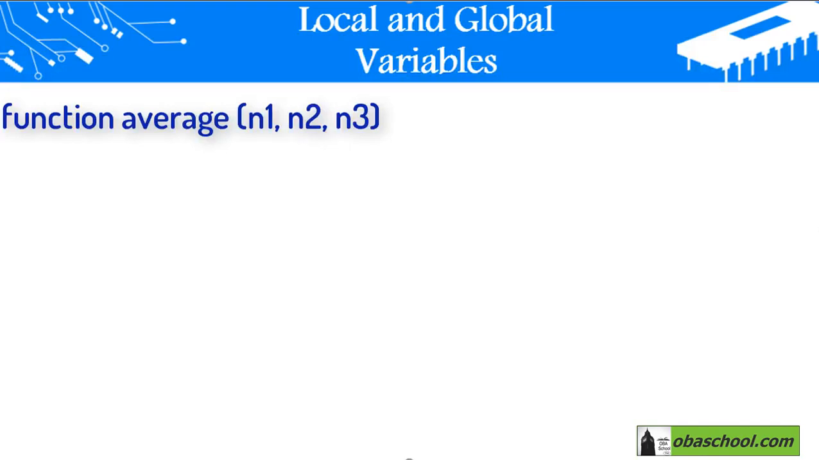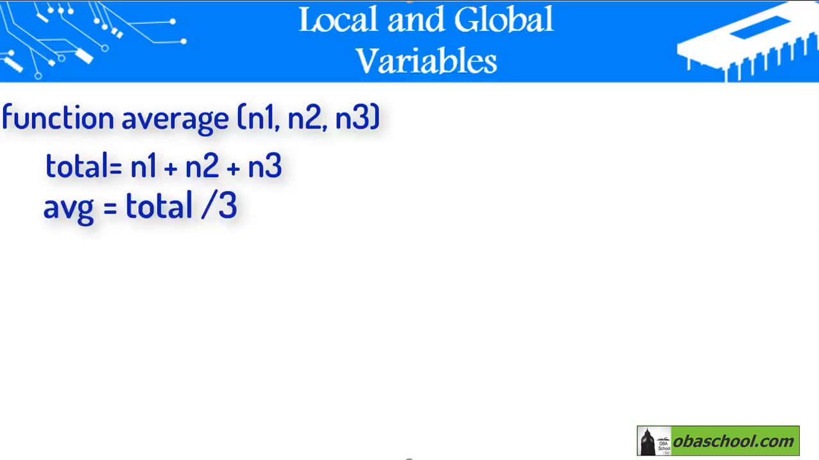Then we have a variable which is called total. We put in it the summation of the three parameters, which are n1 plus n2 plus n3. Then we will have a variable to calculate the average. We call this variable AVG, for example, and put in it the variable total and divide it by 3. The 3 reflects the three parameters we have.